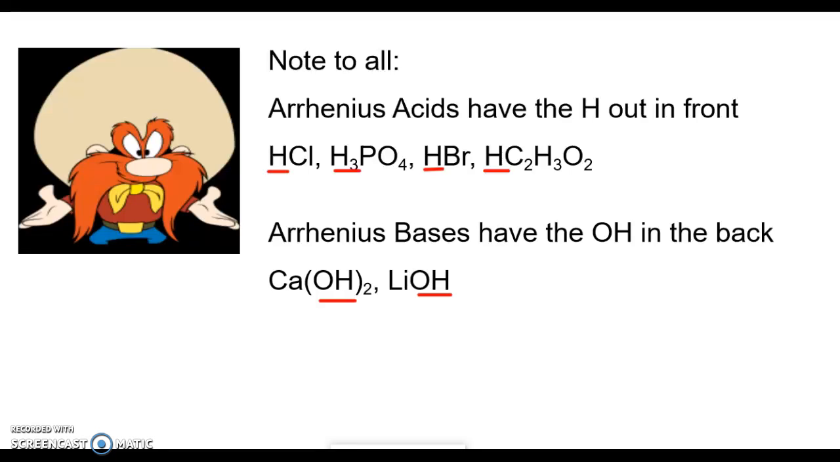Hello everyone. Today we're going to be going over the 30s. There's a note on this very first slide that lets you know that Arrhenius acids have hydrogens out in the front, so it's a very easy way of identifying if something is an acid. And bases have the hydroxides at the end, so it's a very easy way to identify bases. This is the one that seems to confuse most people, and that's acetic acid.